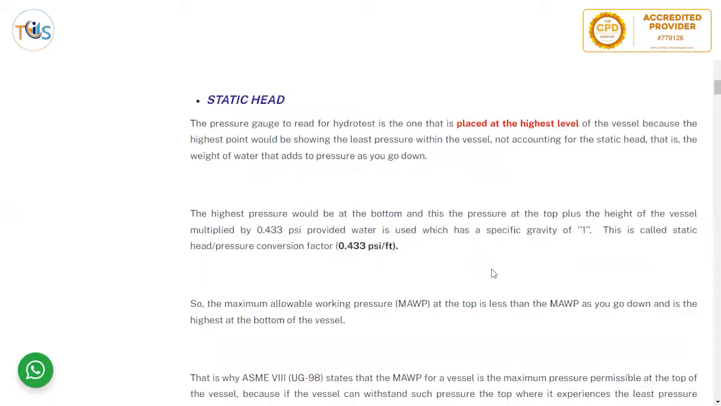The pressure gauge to read for hydro test is the one that is placed at the highest level, because that is the least pressure it is showing you, not accounting for the static head. So for every foot below that, you have to add 0.433 psi if you're using water with a specific gravity of 1. If the specific gravity is more or less than 1, then that should be adjusted by multiplying.